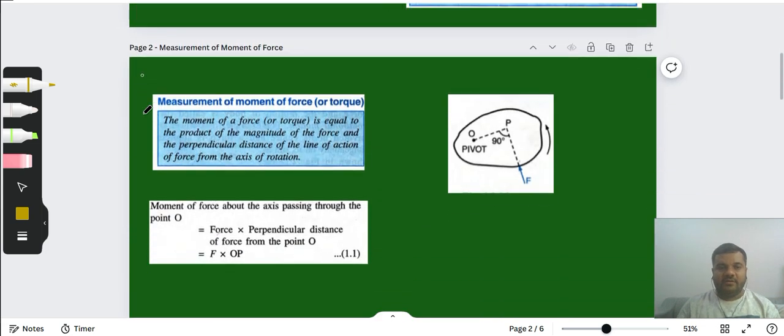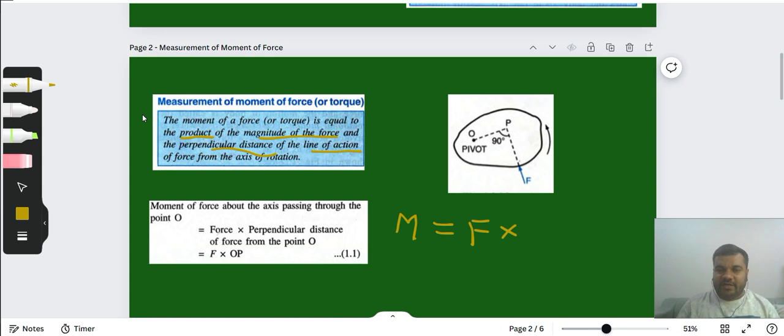Now we'll go to the moment of force. The moment of force is equal to the product of the magnitude of force and the perpendicular distance. The moment of force will be denoted by M. M is equal to the product of the magnitude of force, which is F, multiplied by the perpendicular distance of the line of action of the force from the axis of rotation.